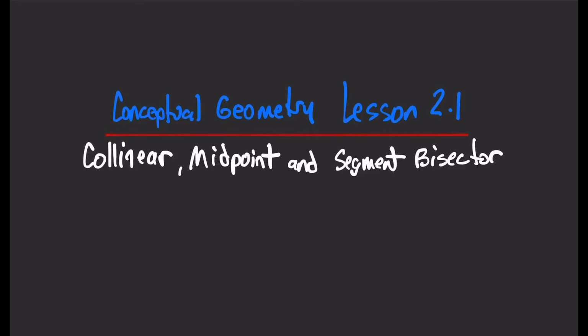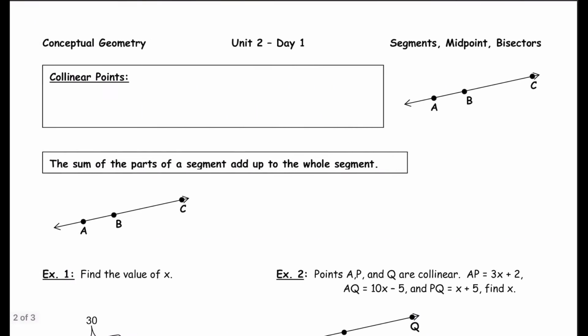Today we're going to talk about collinear, midpoint, and segment bisector. Let's start with collinear points. The definition of collinear points is three or more points that lie on the same line.